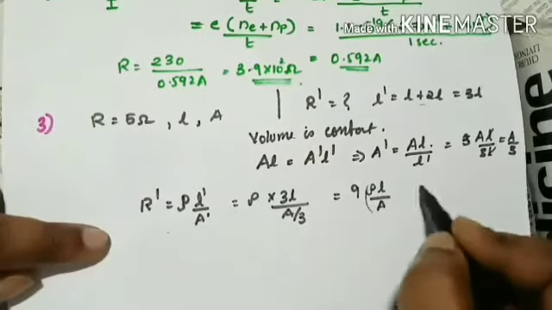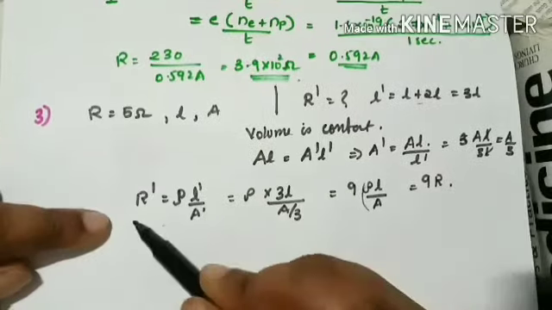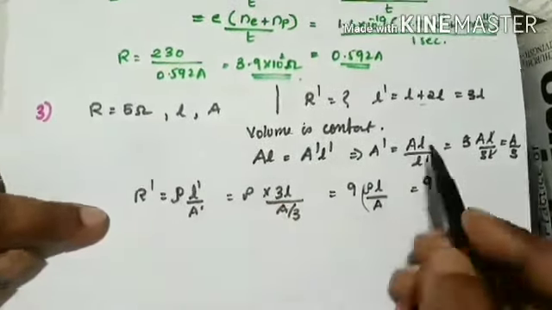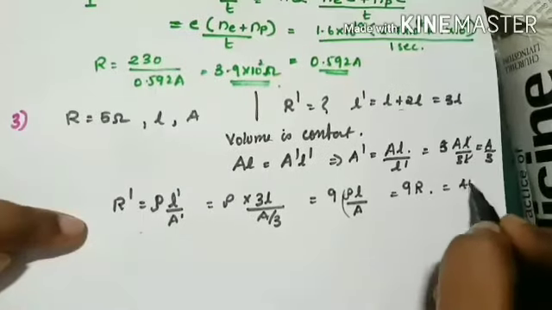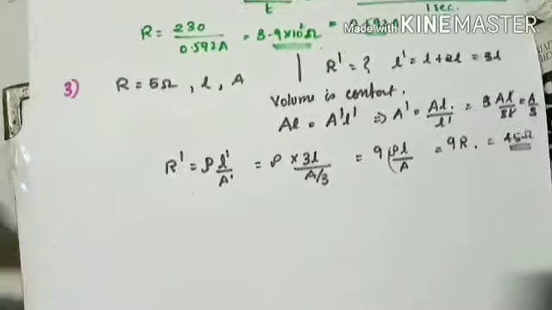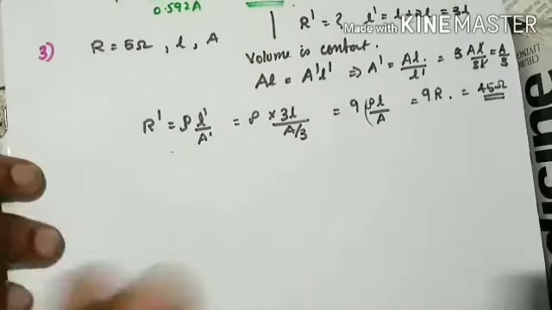What is rho L by A? That is the initial resistance, right? So the new resistance is 9 times the initial resistance. Initial resistance is 5 ohm. So 9 into 5 will be 45 ohm. That's your answer. Clear?